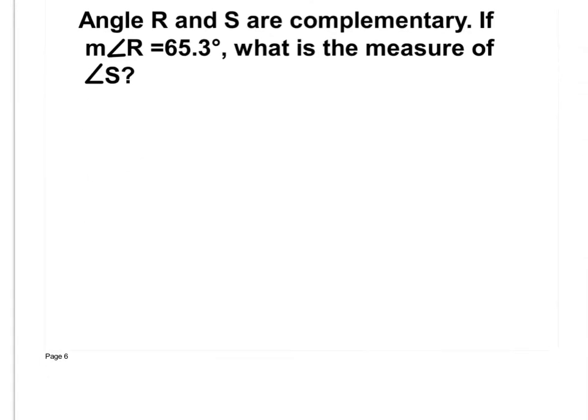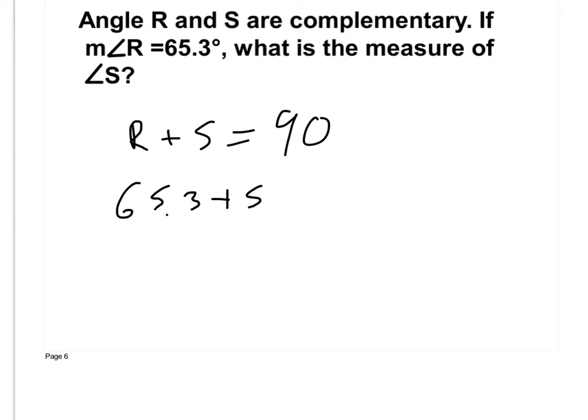Angle R and angle S are complementary. If the measure of angle R is 65.3, what's the measure of angle S? Someone raise your hand and tell me what R and S add up to. 90. It would be 90. Complementary is 90. So the measure of angle R plus the measure of angle S adds up to 90. The measure of angle R is 65.3. I've got to figure out what the measure of angle S is.